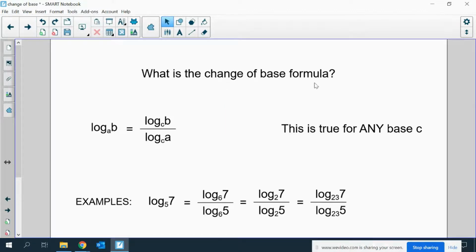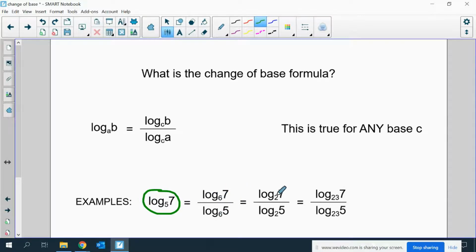So what is the change of base formula? Well, we already talked about it at the beginning, but log base a of b is equal to log base c of b over log base c of a. That's true for any type of c. So I just have a random example at the bottom: log base 5 of 7. I can rewrite it as log of 7 over log of 5 in whatever bases I want.